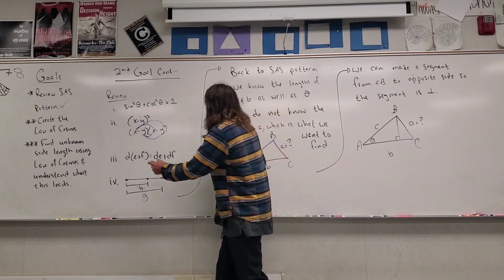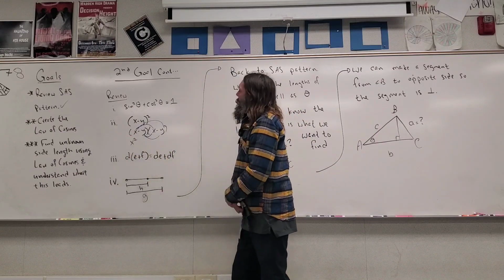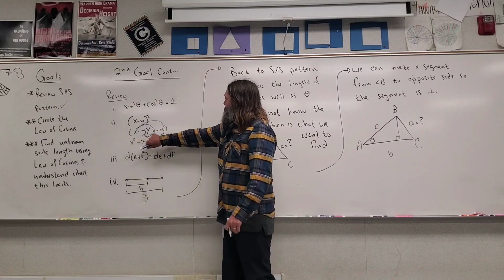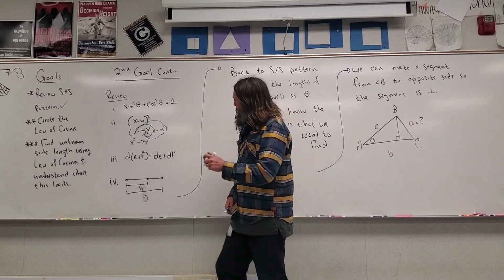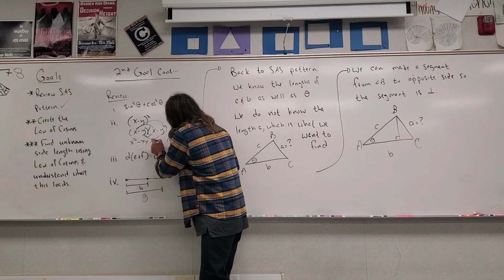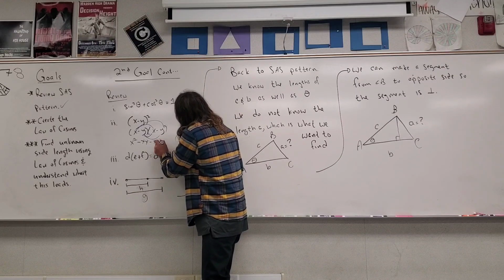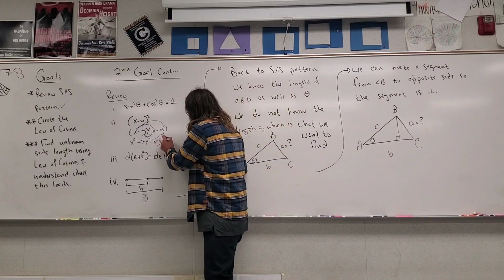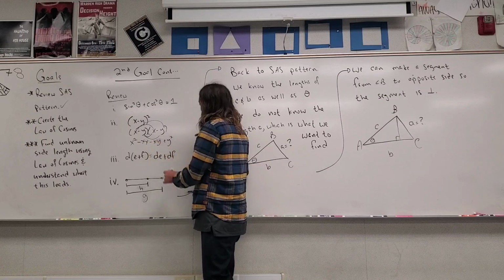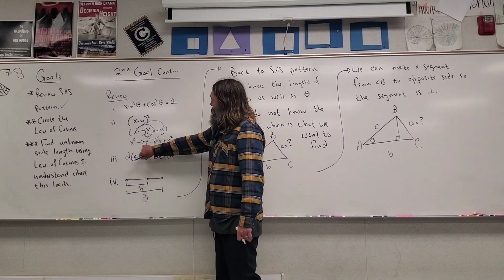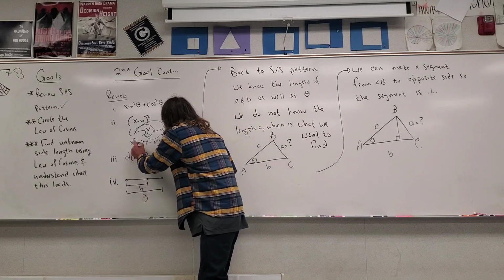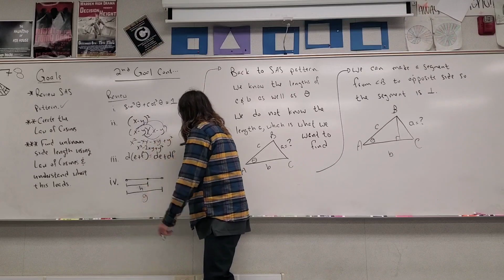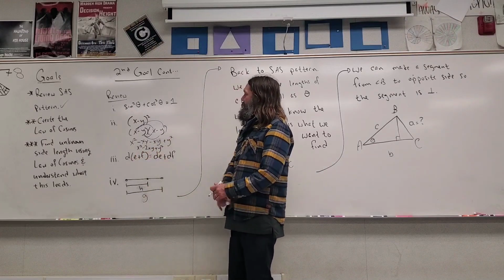So x times x is x squared. x times negative y is negative xy. Minus y times x is minus yx. I'll flip it and call it negative xy. And minus y times minus y is plus y squared. I have two of these, so I get x squared minus 2xy plus y squared. Again, x squared minus 2xy plus y squared.